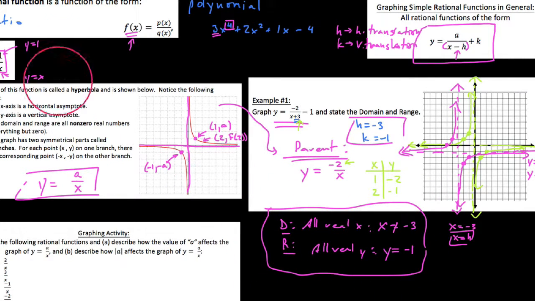But that is basically what rational functions are, what their graphs look like, their basic behaviors, and how you would graph one if it had transformations. In the next video, we'll look at what happens when you divide a linear function by a linear function specifically, and then we're done with this section. Cheers.